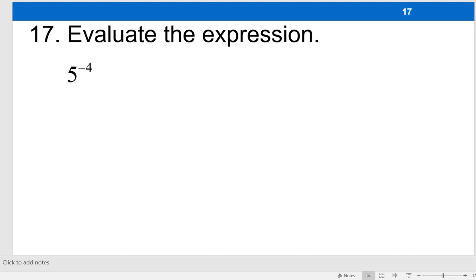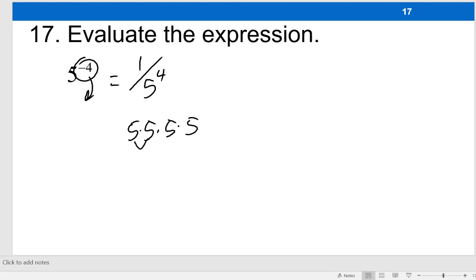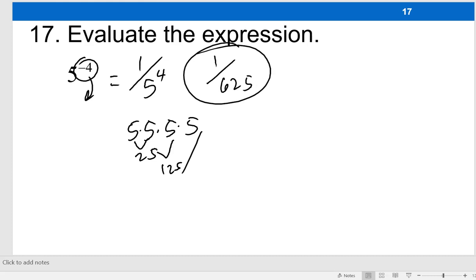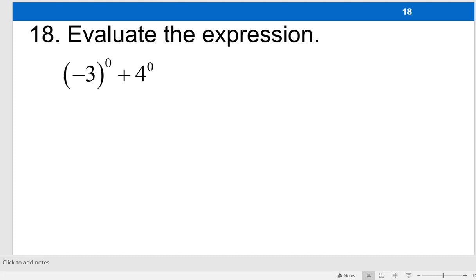So that 5 to the negative fourth is not negative. That negative exponent means we are going to divide by 5 4 times. 5 to the fourth, 25 times 5, 125 times 5, about 1 over 625. Negative 3 to the 0. Anything to the 0 power is 1. Plus 4 to the 0 is 1.